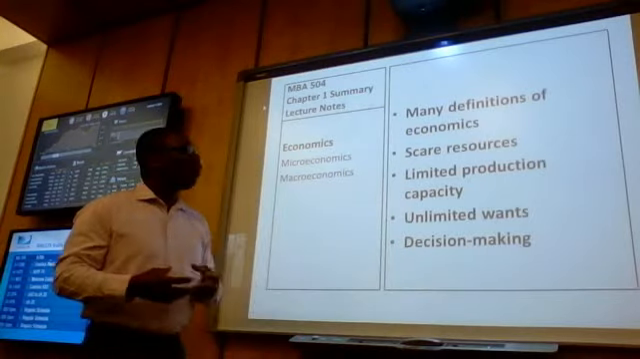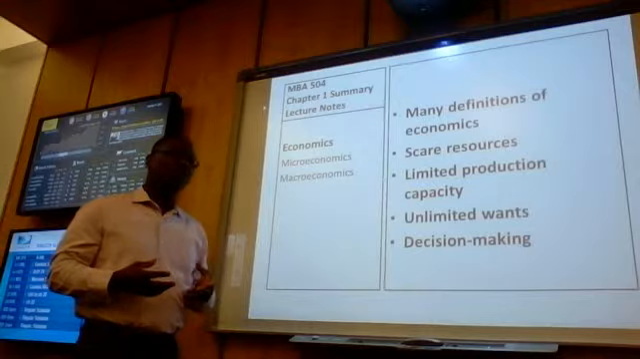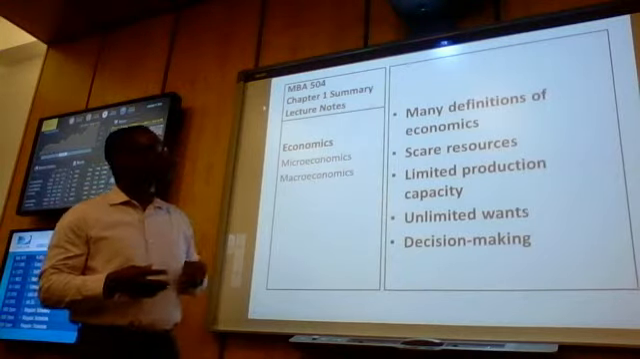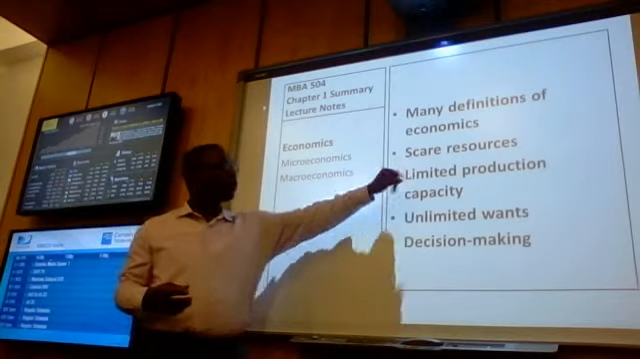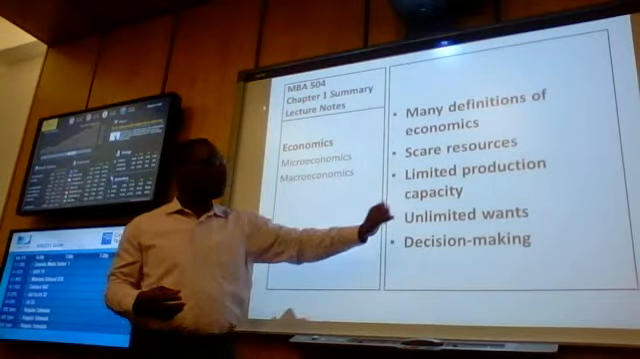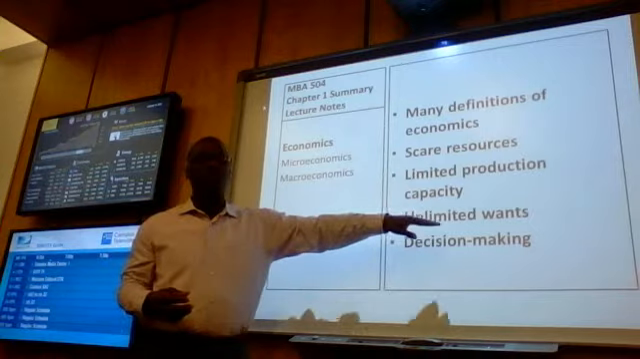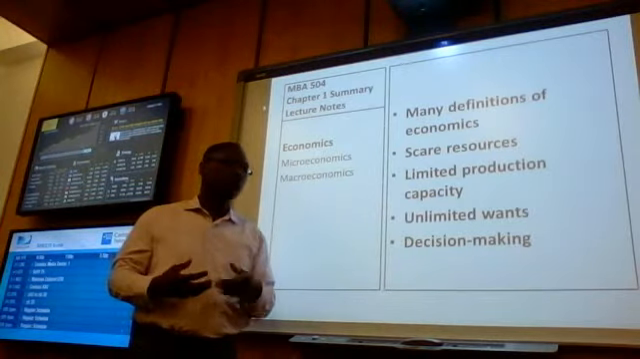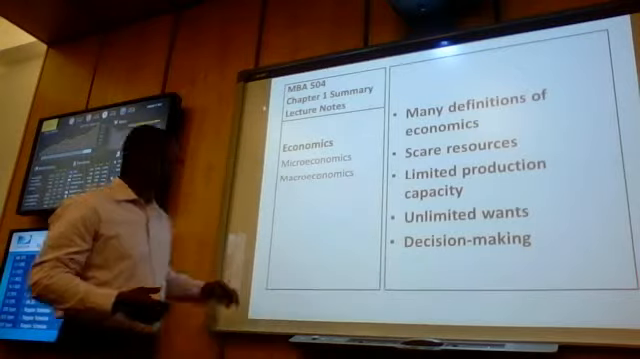And so, while we have multiple definitions of economics, we're going to come to find out that these multiple definitions typically talk about scarce resources, how scarce resources limit production capacity so that society cannot meet all of its wants and ultimately has to make some decisions on what it's going to produce in terms of decision making.